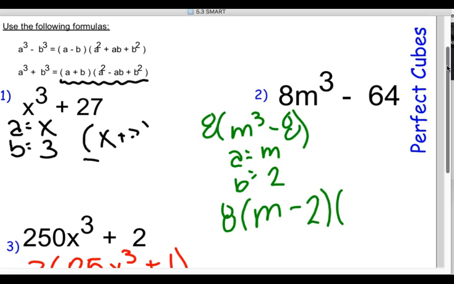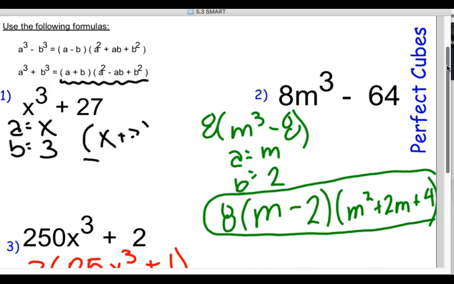And then a squared. What's our a squared? Plus ab, which is 2m, plus b squared, which is 4. You'll never be able to factor this one any further, so you're just done right there. So if you have perfect cubes, it's just plugging into a formula. Questions on the perfect cubes?